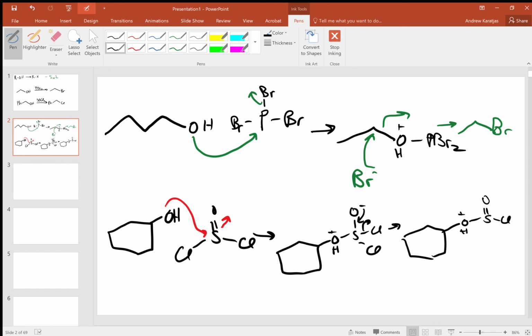And again, as we did in the bromine case, we've turned the alcohol into a better leaving group. And so now that chloride that attacked can come and do an SN2 reaction, kick out the alcohol, and we've successfully made an alkyl halide from our alcohol.